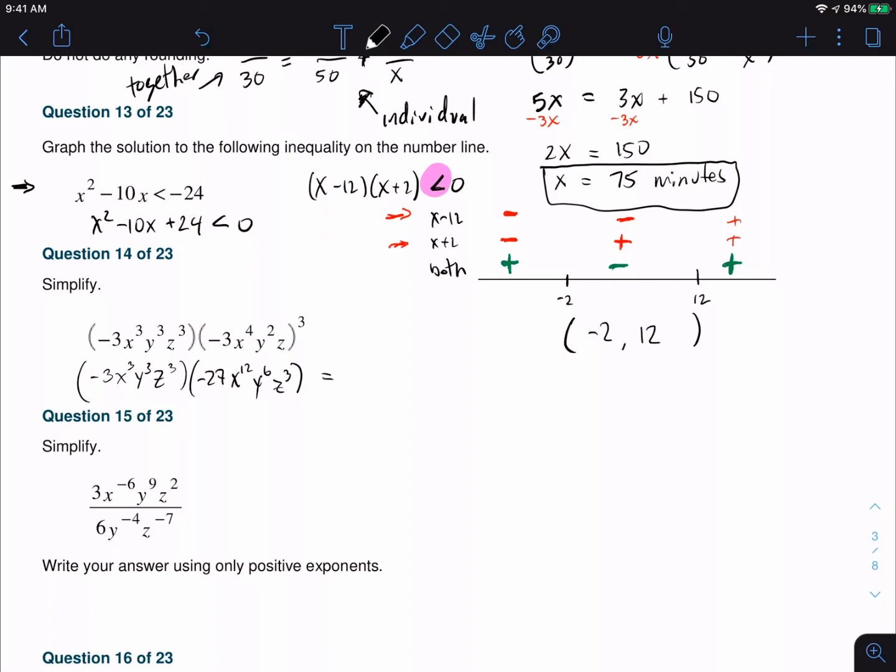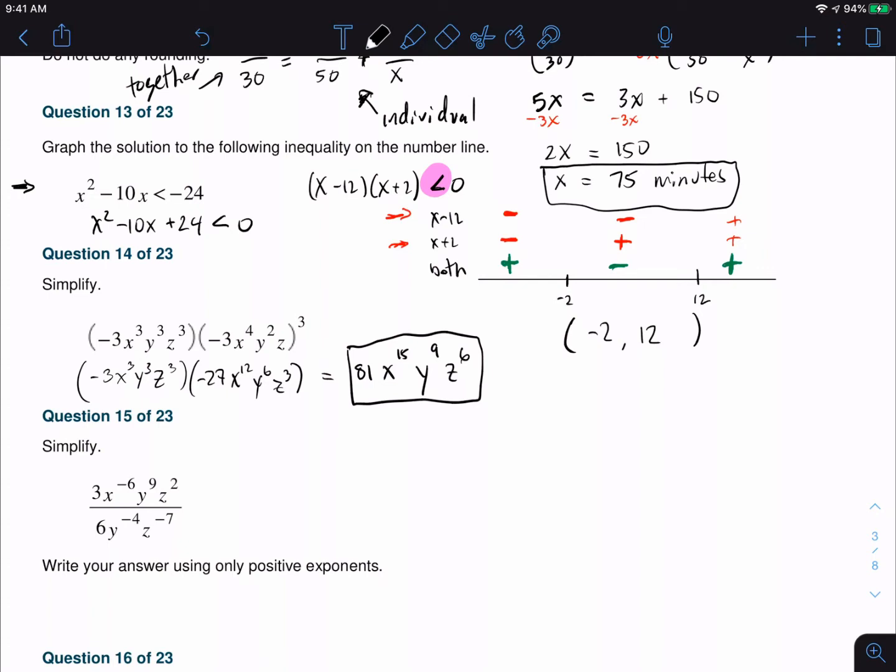The reason they're showing this is that they're trying to confuse you for when you multiply and when you add. So negative 3 times a negative 27 is going to give me a positive 81, because negative and negative. And then the exponents here are just going to add. So my x to the third and x to the 12th is going to become x to the 15. My y to the third and my y to the 6th is going to become y to the 9th. And then z to the third and z to the third will become z to the 6th. And that's my answer for this one. Does that make sense?